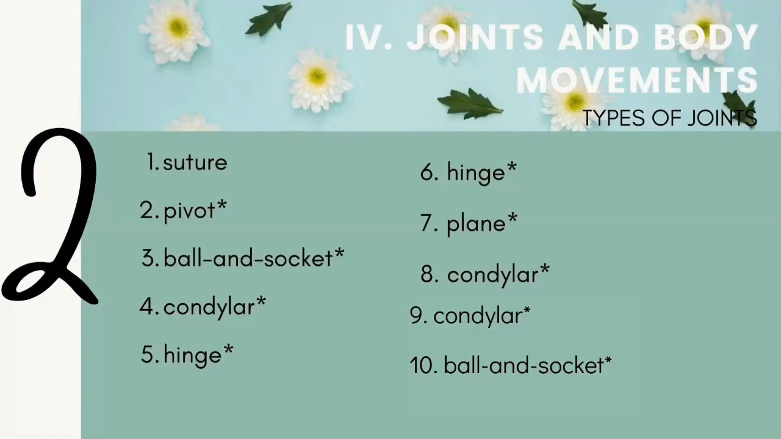Number 4, joint between forearm bones and wrist. Our answer is condylar. Number 5, elbow. Our answer is hinge. Number 6, interphalangeal joints. Our answer is hinge. Number 7, intercarpal joints. Our answer is plane. Number 8, joint between the skull and vertebral column. Our answer is condylar. Number 9, joints between proximal phalanges and metacarpal bones. Our answer is condylar. Number 10, multi-axial joint. Our answer is ball and socket.